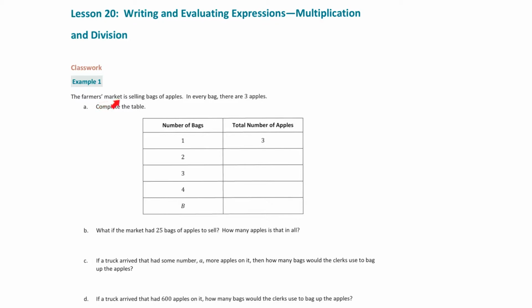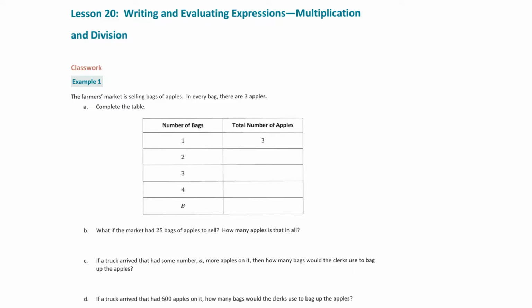The farmer's market is selling bags of apples. In every bag, there are 3 apples. Complete the table. So we have the table, again, to help us organize the information in our ideas and also to help us see the patterns. The number of bags will be one title and the other title will be total number of apples. Keep in mind, titles help us to make sure how the information is organized. So in one bag, we have 3 apples.